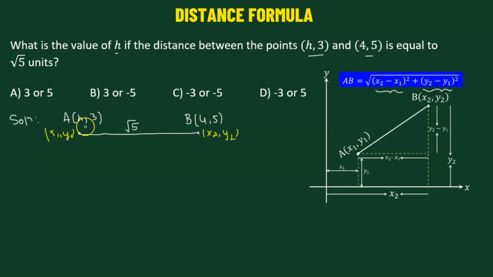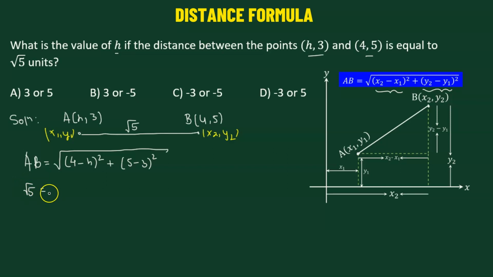So now we will try to find out the value of h. AB, even though it's given as square root of 5, we're going to apply the distance formula here. So AB will be equal to the square root of the difference of the x coordinates first, that's x2 minus x1, that means 4 minus h, squared. And then we add the square of the difference of the y coordinates, that's y2 minus y1 squared, so we have 5 minus 3 squared. Fine. Now AB is given as square root of 5.